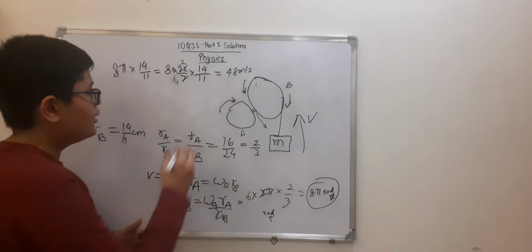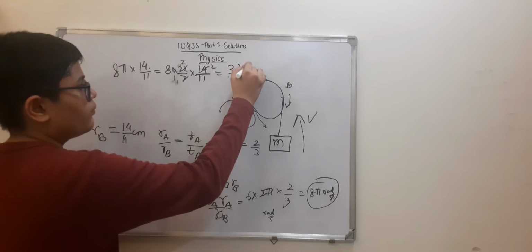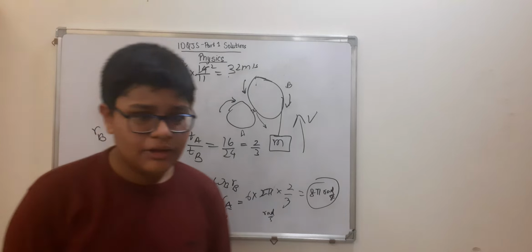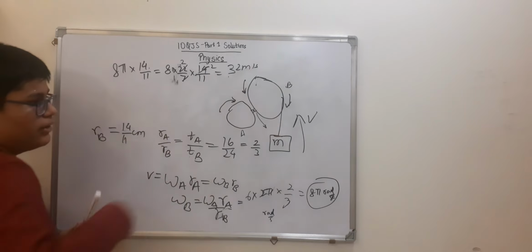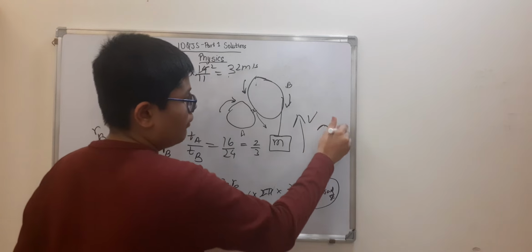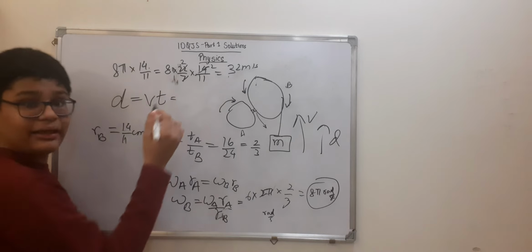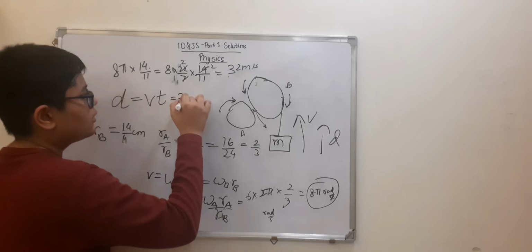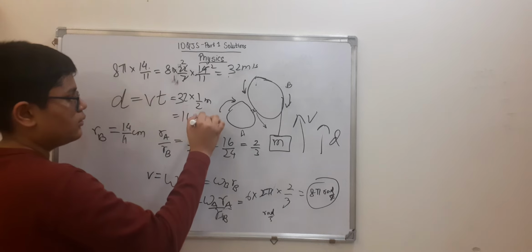And then you will get easily, your answer will be 32 meters per second. Right. And since they are given the time as half second, the distance traveled, d, will be equal to v into t, and time is given as half second. So 32 into half in meters, that is 16 meters.